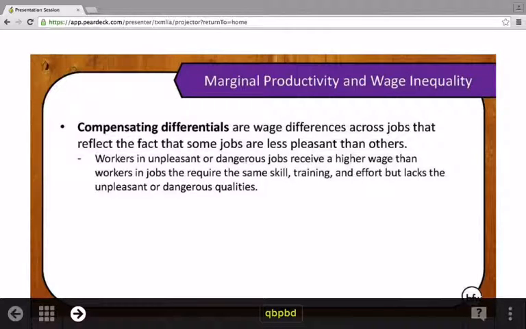Wouldn't you go for the safer, more pleasant job if you were paid the same amount of money? So to attract people to those unpleasant or dangerous jobs, even though they require the same skills, training, and effort, they have to pay them more money to be able to do that. A police officer in Chicago with a population of 2.85 million people earns a much higher salary than a police officer in Hanover, Indiana, with a population of 3,790 people.